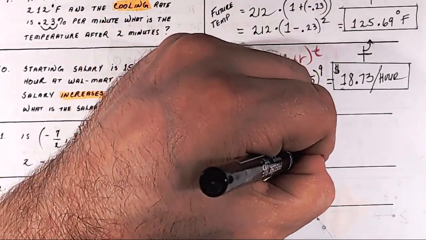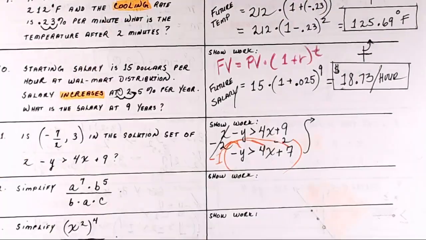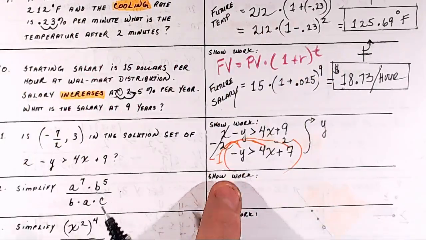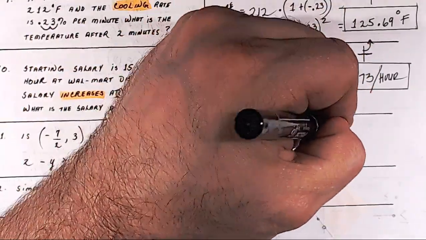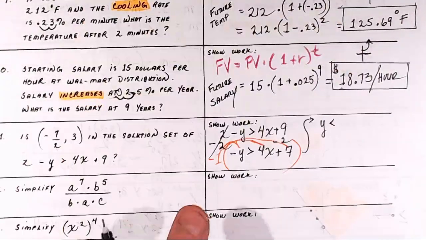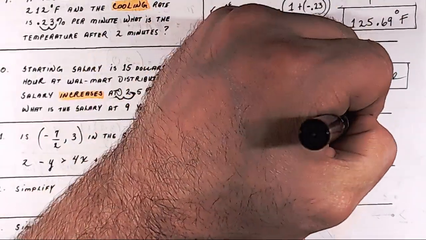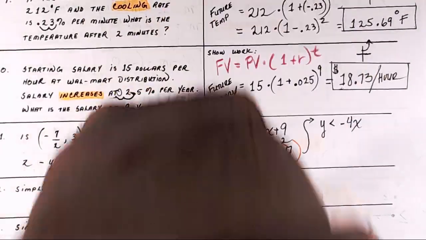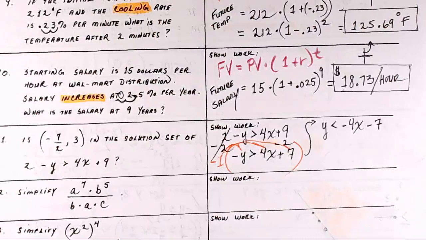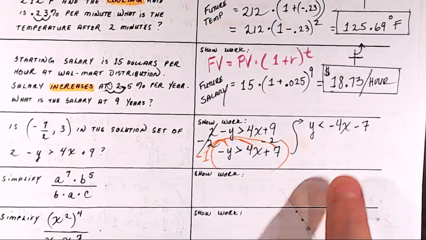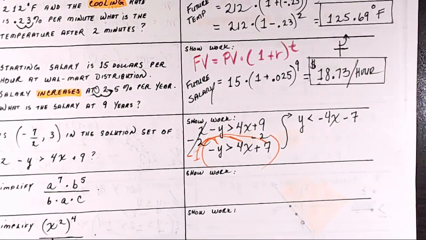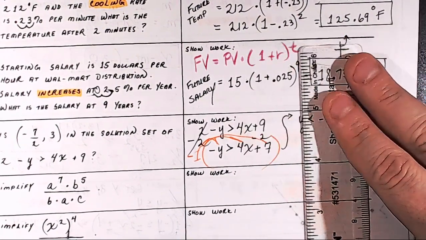So we'll take our equation up here. I've got positive y, because -1 times negative y is positive y. And then flip the sign. So it used to be greater than, now it's less than. -1 times 4x is -4x. -1 times 7 is -7. So I'm looking at graphing that, and I want to find out if something is in the solution set of it. So I need to graph it.